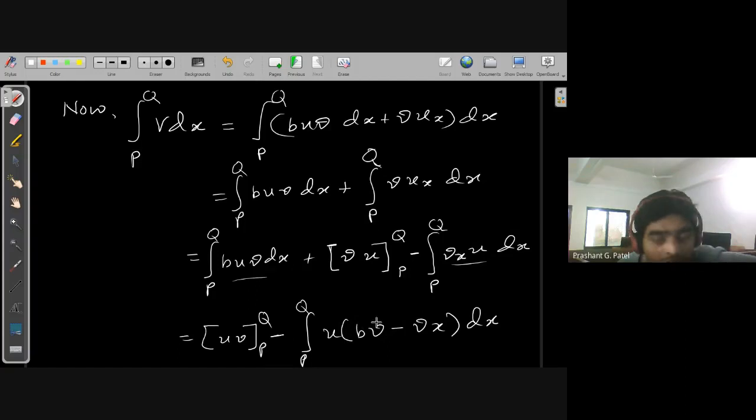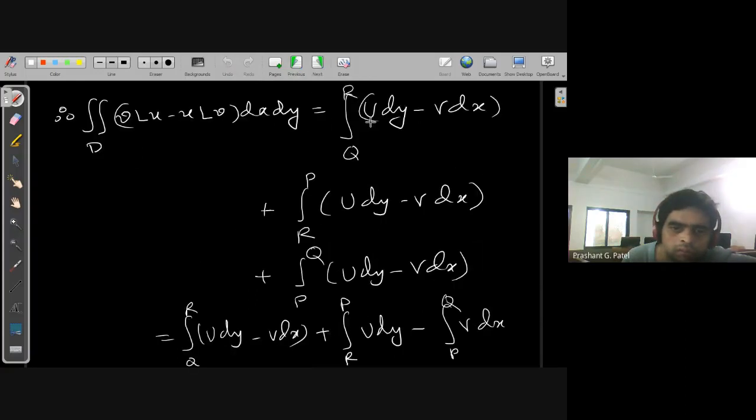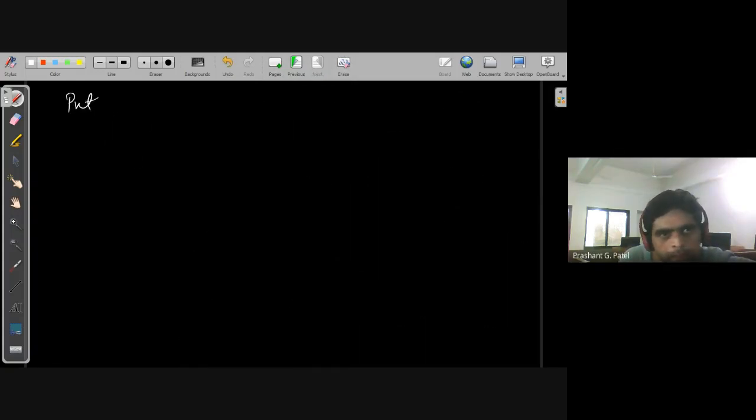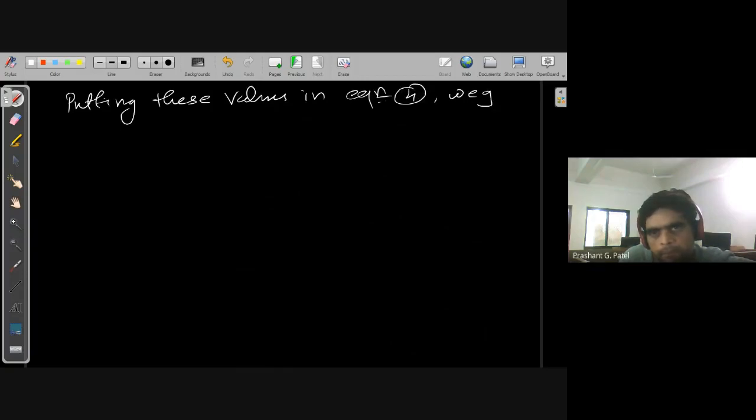Let us substitute this value into this equation. We'll call this equation number 4. So putting this value into equation 4, we get the integration from P to Q.